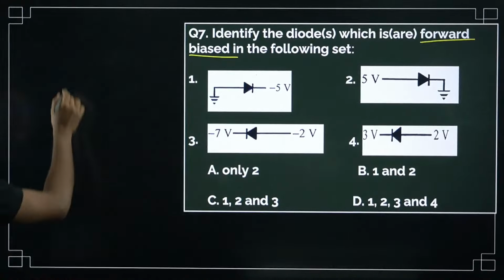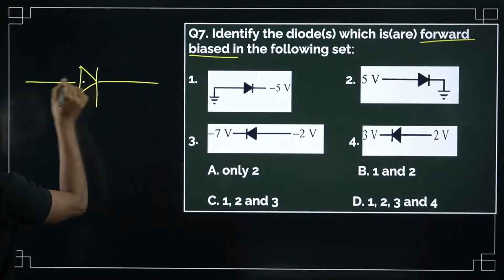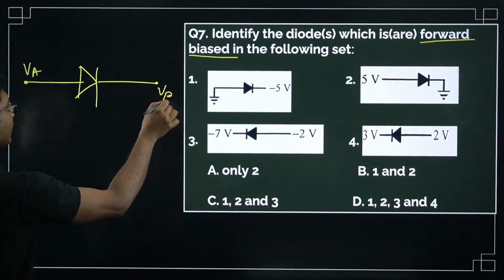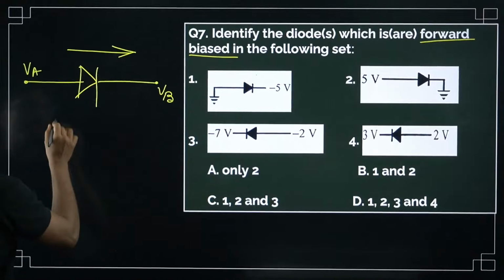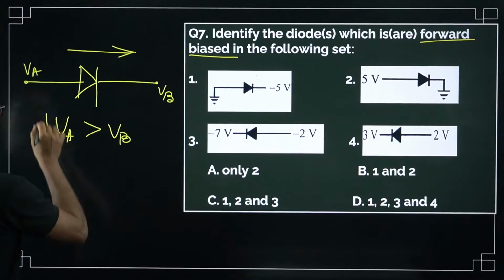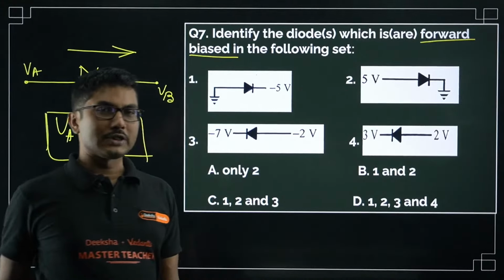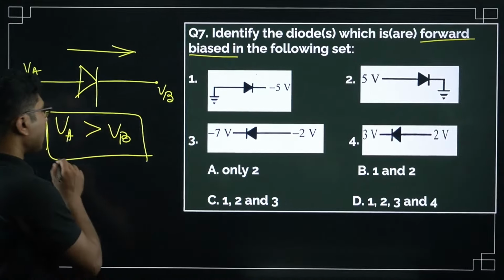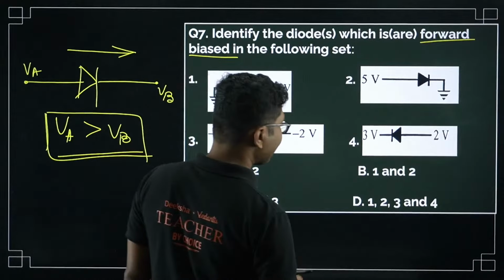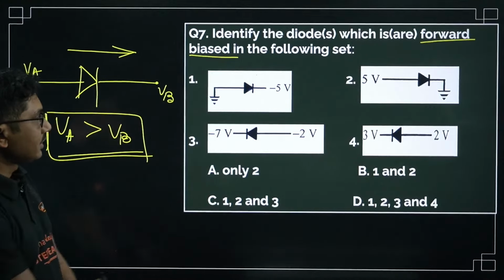So what is the condition of forward bias? First of all, you have to remember that. If the voltage at this point is VA and at this point is VB, the diode will be said to be forward biased only if VA is greater than VB. That is the one and only condition. It does not matter if it is positive or negative. The only condition is that VA should be greater than VB. Students are saying 7B. Check once more. Check once more.